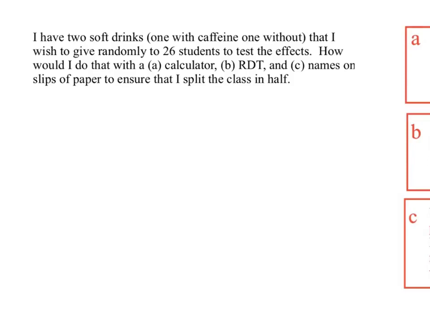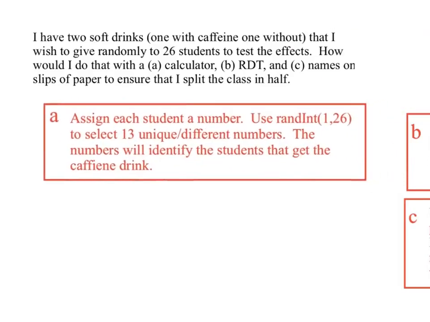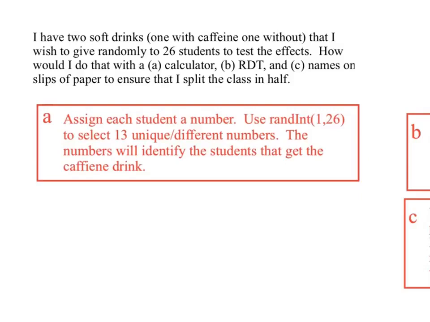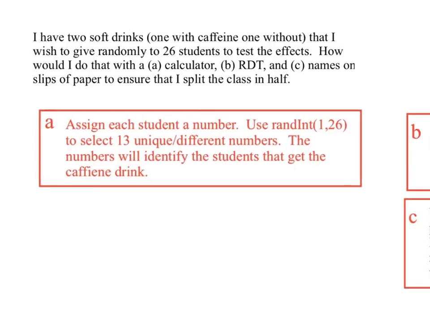How would I do that with a calculator? So I'm saying how would I divide them into a caffeine group and a non-caffeine group? So with a calculator, assign each student a number. Use randint on the calculator to select 13 unique or different numbers. The numbers will identify the students that get the caffeine drink. So this is an effective way to do it. Remember, we have to say unique, different numbers, because otherwise what if we had a repeat?